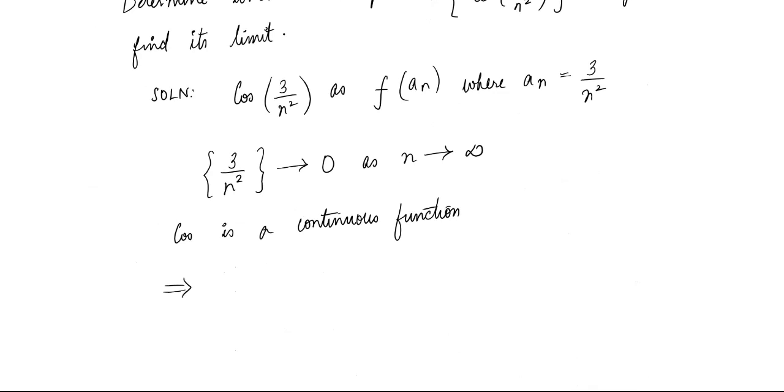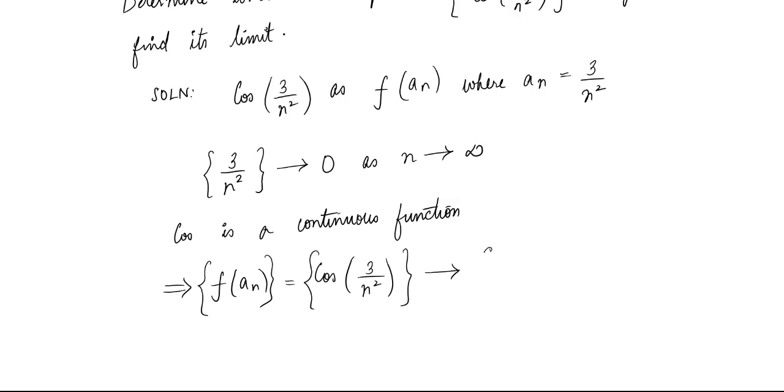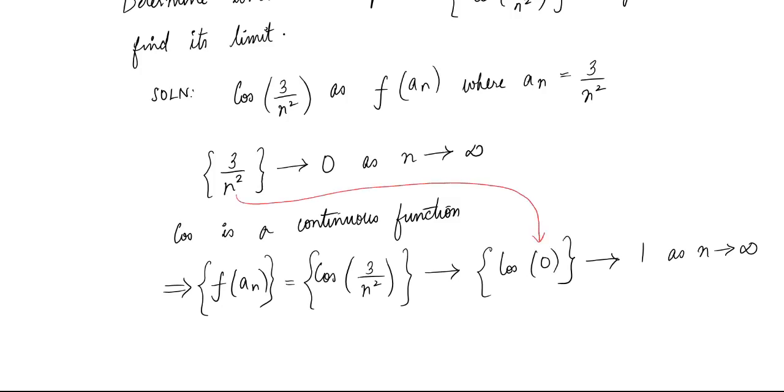Therefore, it implies that f of AN, which is cosine of 3 over n squared, as a sequence, so let's put the curly brackets, which is cosine of 0, as n approaches infinity. So this whole thing approaches 1 as n approaches infinity. You see the combination? Because we just saw that 3 over n squared approaches 0 as n approaches infinity. So cosine 0 approaches 1 as n approaches infinity.